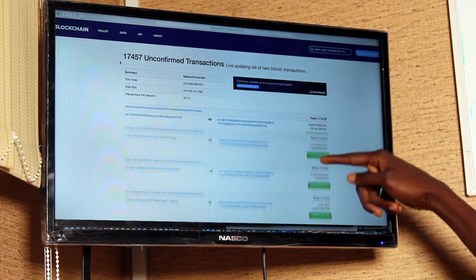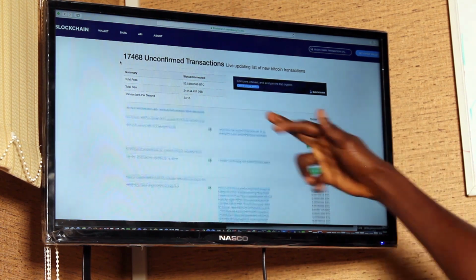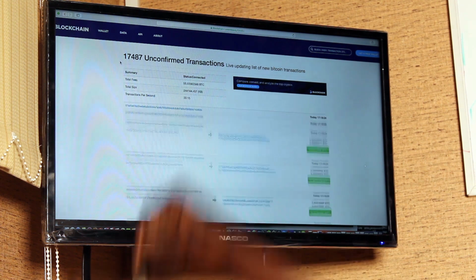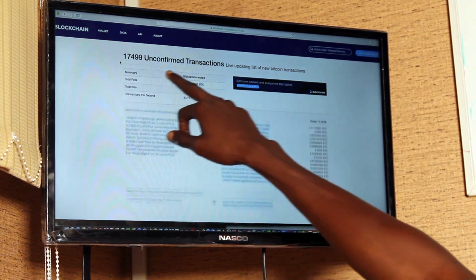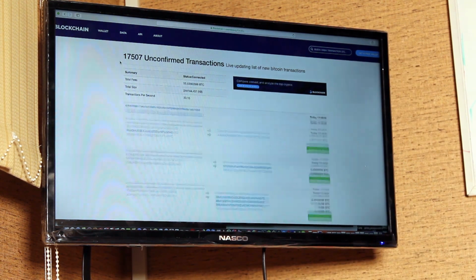Now, this is an example of what is happening on top of the blockchain. This transaction just came, it is coming down, it just came, it's coming down, it just came. New transactions all over the world. As at the time of making this video, we have 17,497 unconfirmed transactions. These are all live updates you can find.